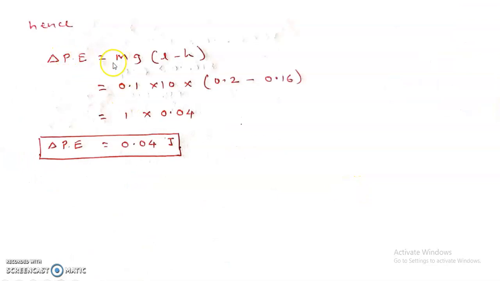Let's see the calculation. Potential energy is equal to mg into L minus h. m is 0.1, g is 10, L is 0.2, h is 0.16. After solving this, 0.1 into 10 is 1, and the subtraction is 0.04. So the multiplication is 0.04 joule, and this is the increase in potential energy. So that's it in this problem. Thank you.